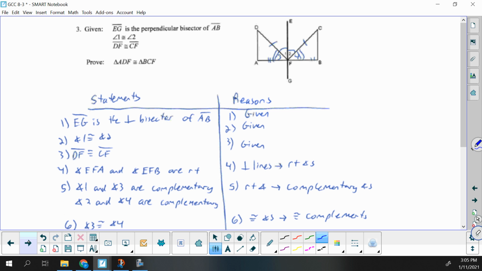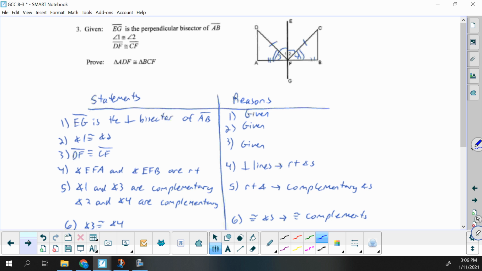In number 3, we have a perpendicular bisector. And they gave us angle 1 congruent to angle 2, which was not in the triangles. Well, we want to be suspicious of that. We can use the fact that we've got perpendicular lines implies right angles, and say we have right angles there in step 4, so EFA and EFB are right. We can then use our complementary angles one. So right angle implies complementary angles, meaning 1 and 3 are complementary and 2 and 4.